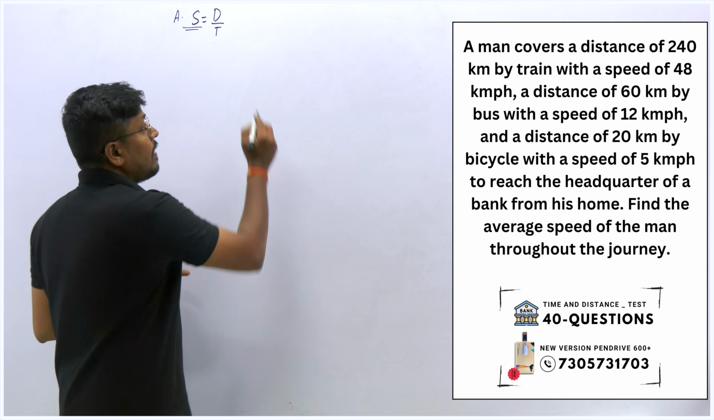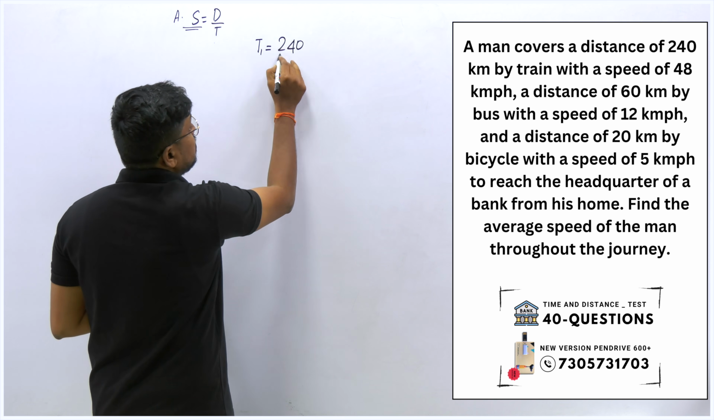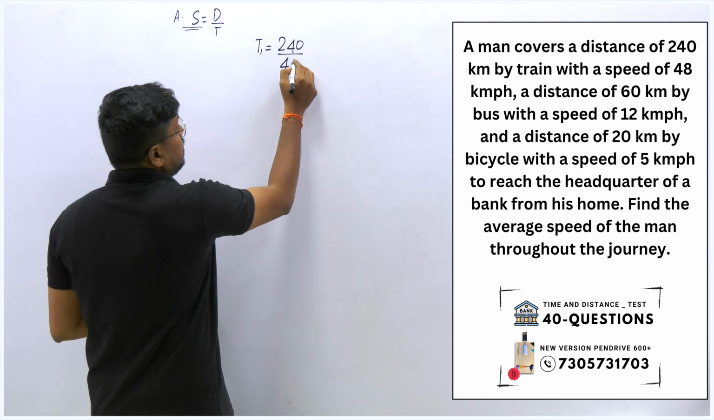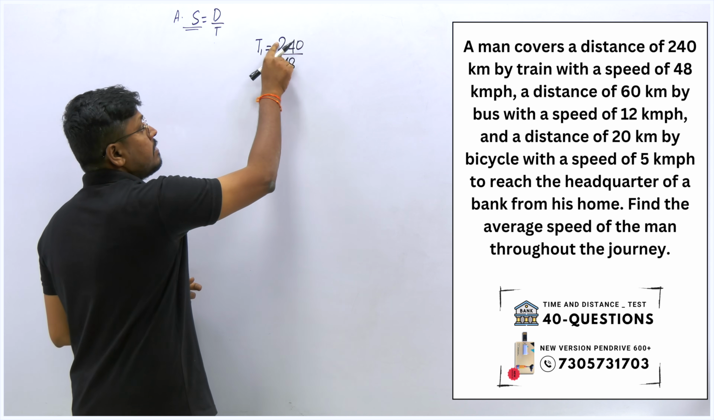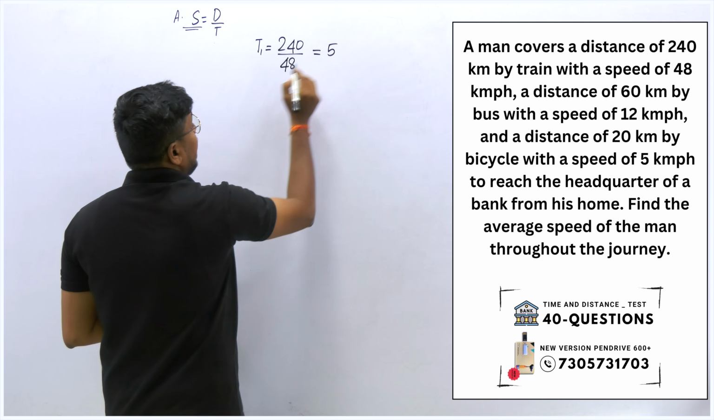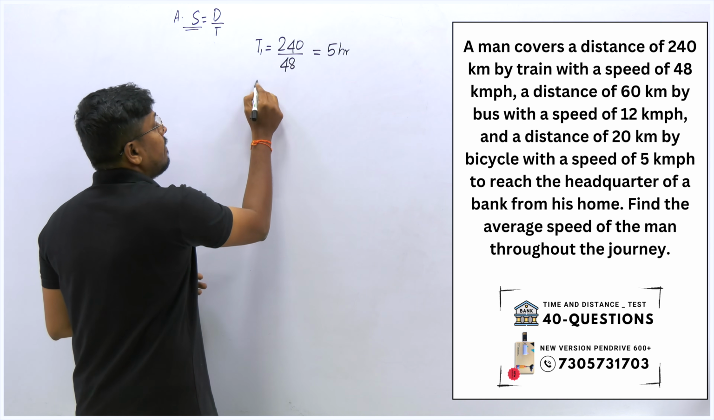So initially we can find all the times, right? First, the distance traveled by the person is 240 kilometers, at 48 kilometers per hour. So this is the speed and this is the distance. When you cancel it, 5, right? So the time will be 5 hours. The first 240 kilometers, he will be traveling in 5 hours.